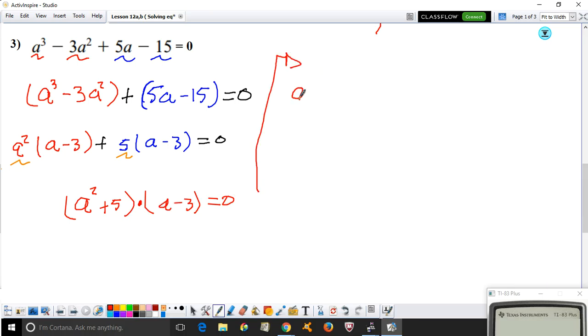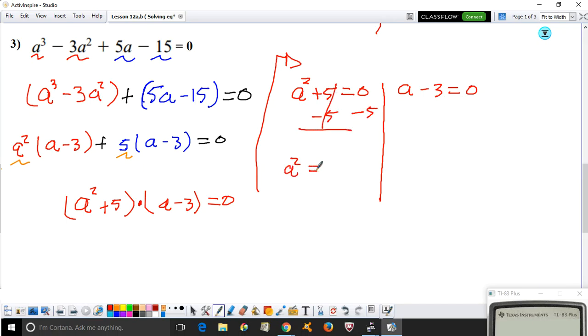So we're going to have x squared plus 5 equal to 0. That's our first group. And x minus 3 equal to 0. Okay, so let's solve it individually. Let's look at the first equation. So minus 5 here. So x squared equals minus 5. Pretty sure you're already spotting the error here. So how do we solve it?